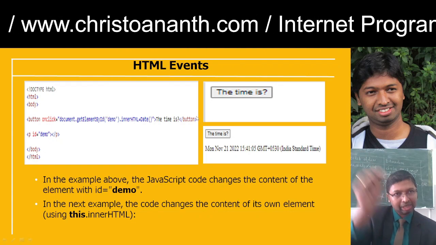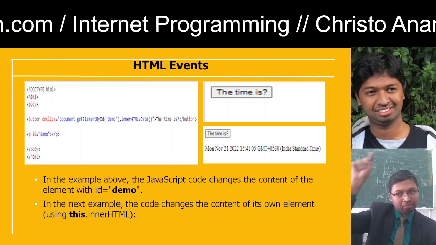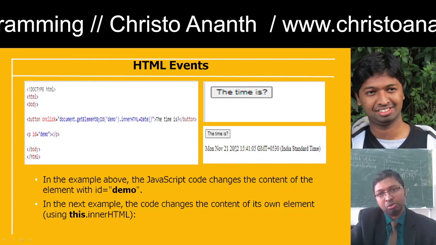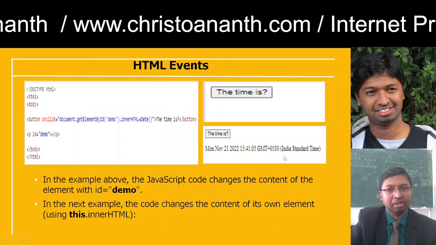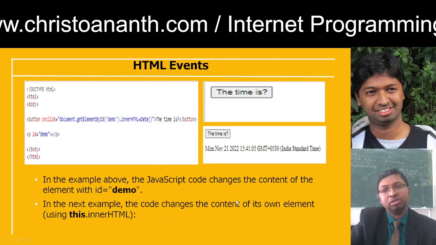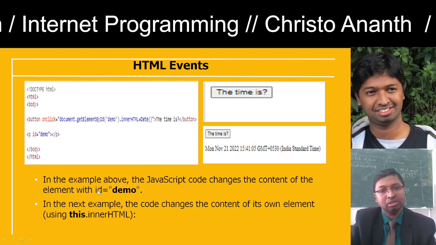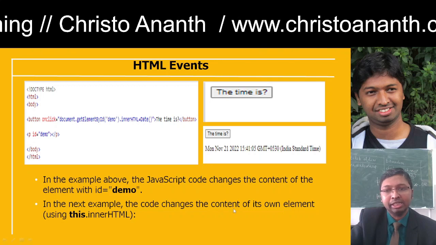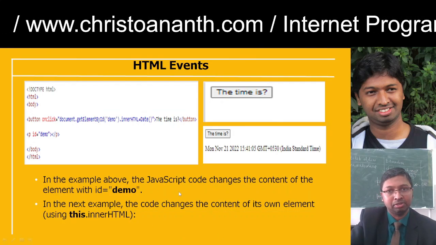Then if you run this, you will see a button, 'The time is'. If you click on this, then it will show, okay, November 21 2022, and this is the standard time that will be displayed. So the JavaScript code changes the content of the element with the id demo, so that it accesses it. You can also have code to change the content of its own element, for example this.innerHTML, so this you can have.